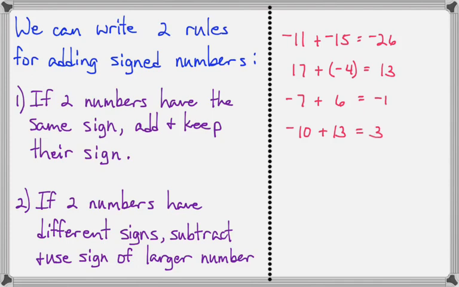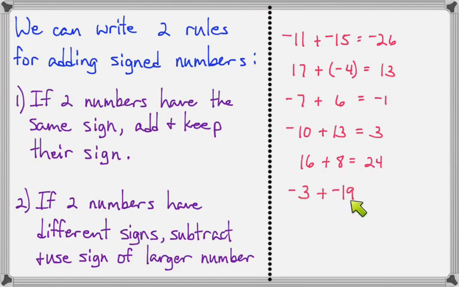So 13 minus 10 is 3, and the larger number is 13, so we use a positive on the answer. 16 plus 8, both positive, so simply add the two numbers. That'll give us 24, and the answer is the same sign as the numbers in the problem.